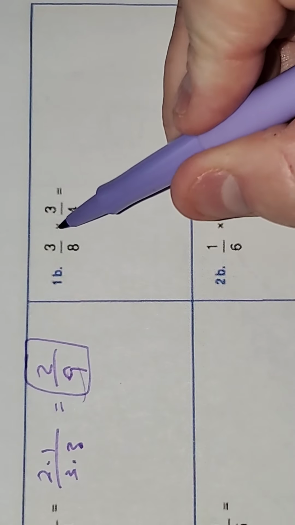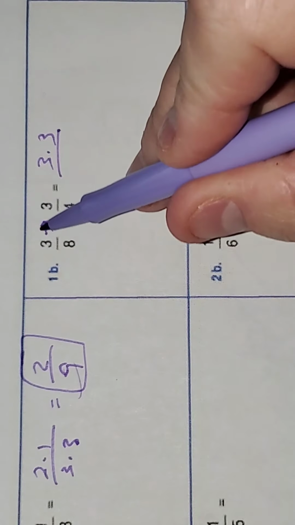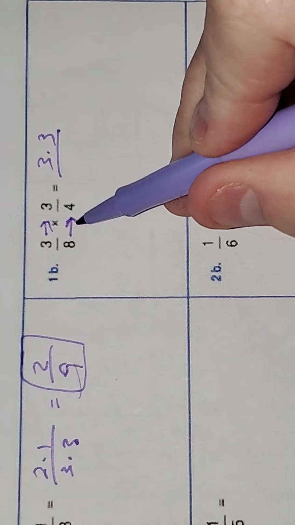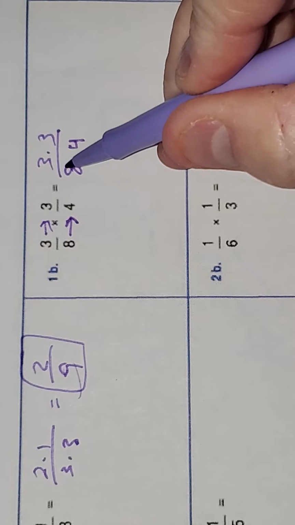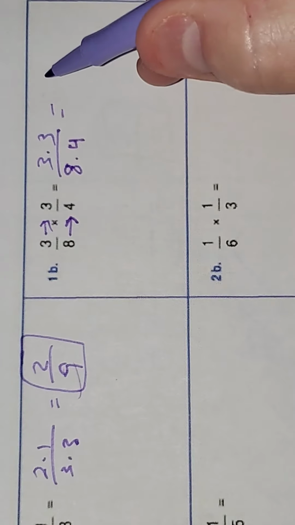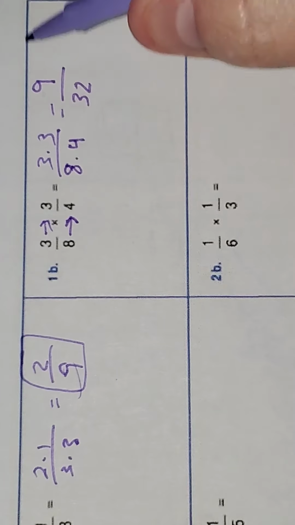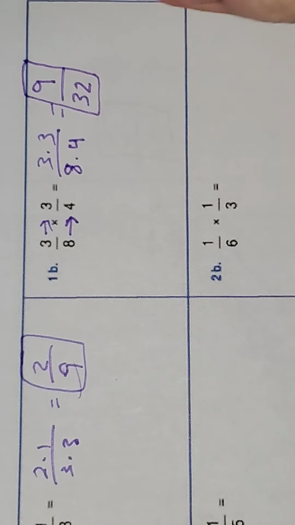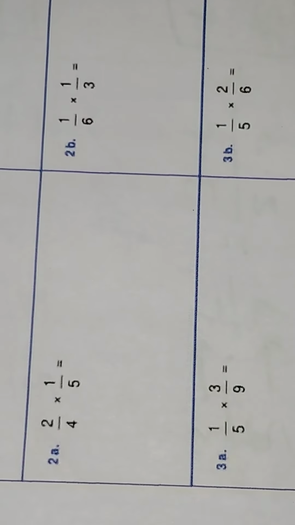Problem 1b, again, we're going to take the numerators, 3 times 3, and we're going to take the denominators, 8 times 4, and we're going to multiply these across. 3 times 3 is 9. 8 times 4 is 32. And since there is no number that evenly goes into both of those, 9 over 32 is the answer. Okay.